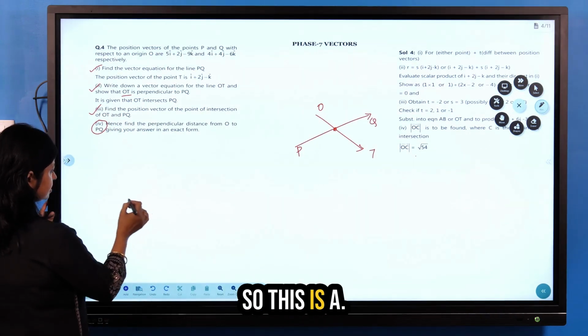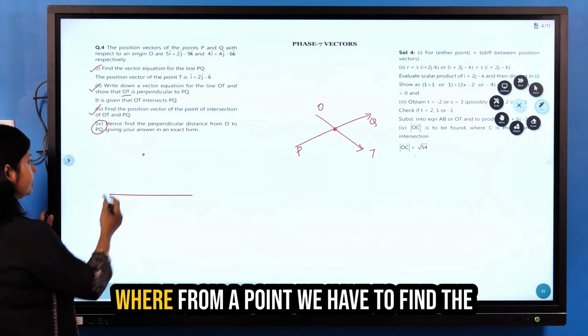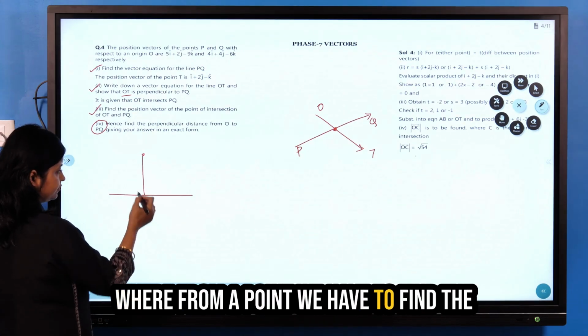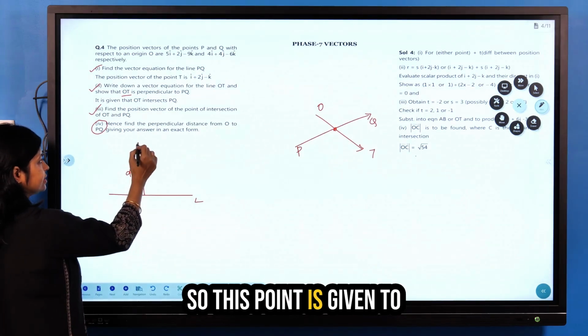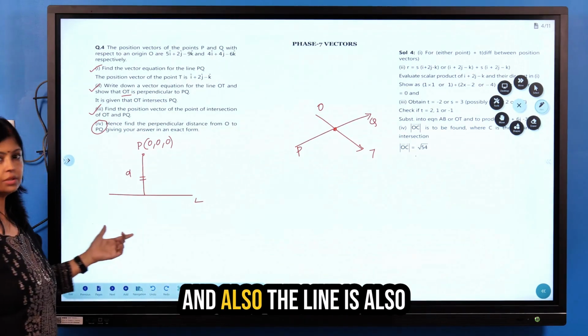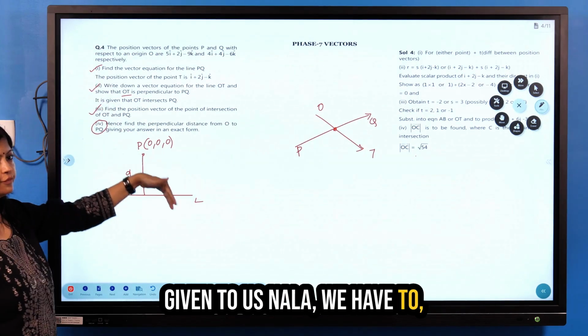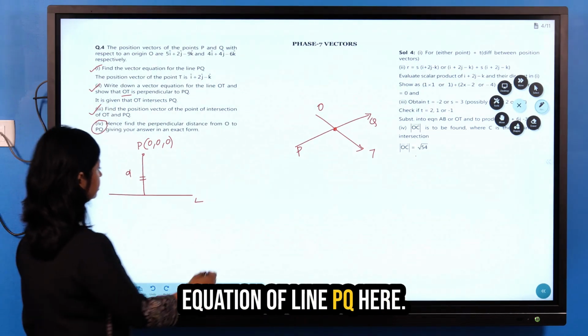This is a very important concept, where from a point we have to find the perpendicular distance to a given line. The point is given to us, in this case 0, 0, 0, and the line is also given to us. So let me find the equation of line PQ here.